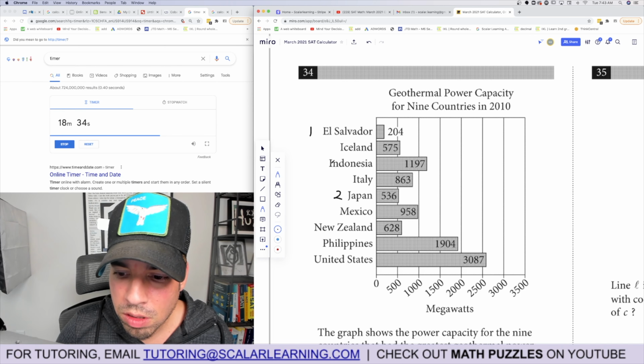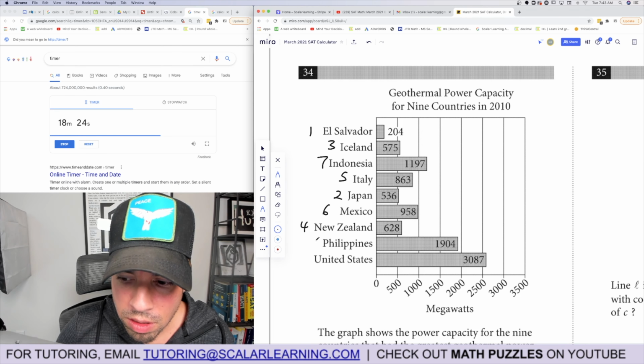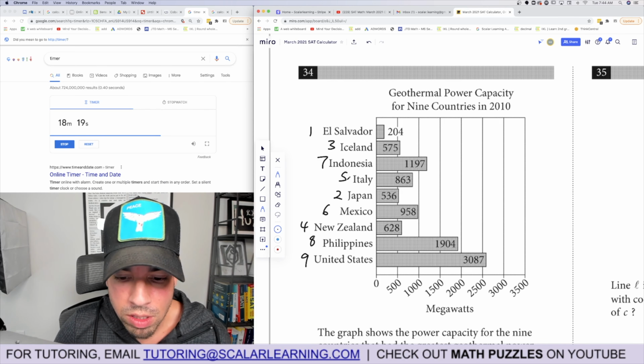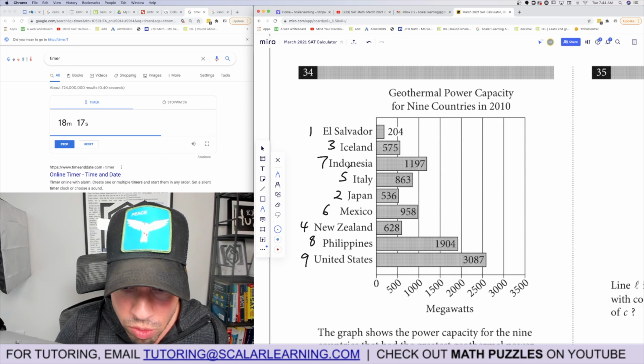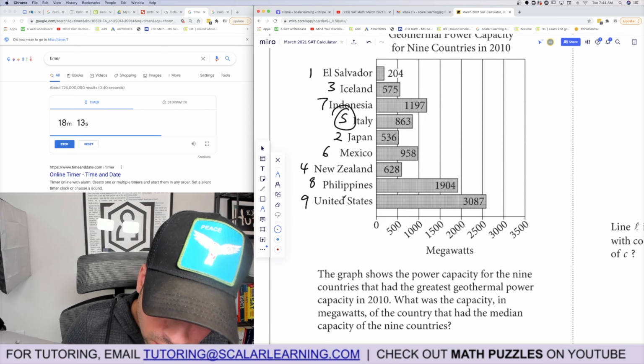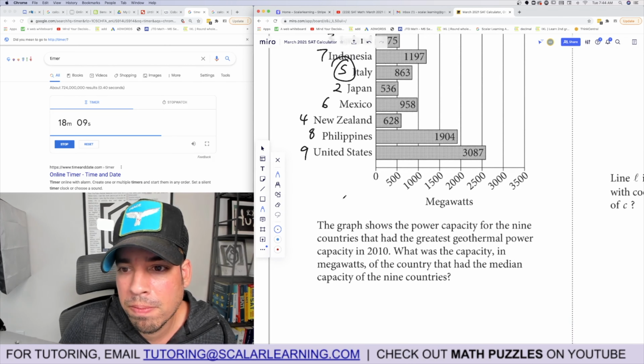I'm going to say this is the smallest, next smallest, next smallest, next smallest, 5, 6, 7, 8, 9. So now I've ranked them from least to greatest. Of course, the median value is the middle in between from 1 through 9. It's Italy. Oh, it said, what was the capacity? So 863.